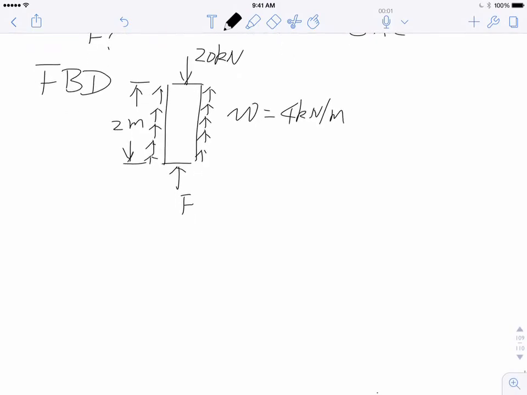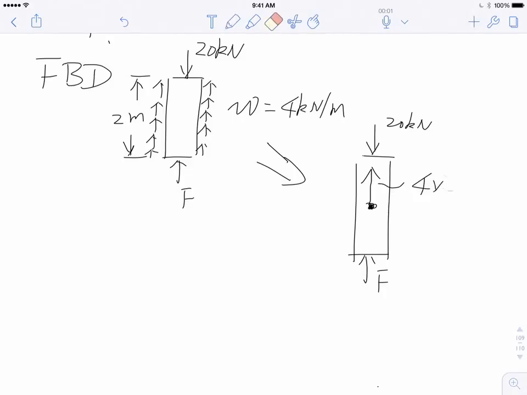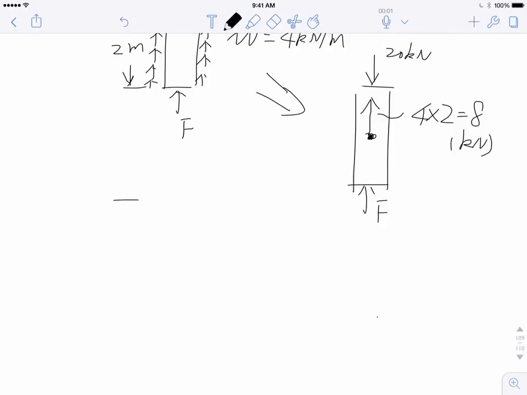Okay, so therefore I can have an equivalent force that's caused by the soil, just like a distributed load, right? So we can simplify this free body diagram into something like this. Show you right here. Okay, so 20 kilonewtons, F, and over here it's equivalent to a force right in the middle, pushing up. That force is equal to 4 times 2, that is 8 kilonewtons. So, density times height.